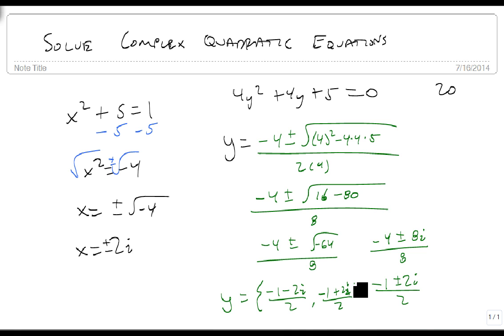And we can leave it like this, or if we wanted to, we could write this as minus 1/2 minus i and minus 1/2 plus i. This would be in more true complex number form. This is one that we accept at this point as an easier way of writing our fractions.